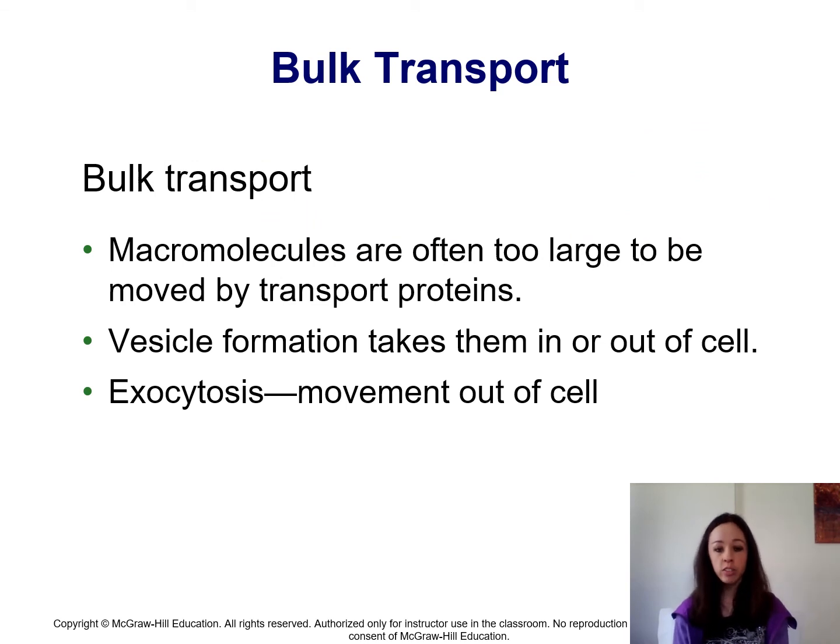And then our final type of transport is bulk transport, and it's generally going to be used by macromolecules that are too big to use those transport proteins. These are instead going to be transported in vesicles, and this can be done either going into the cell or going outside of the cell. Exocytosis is when macromolecules are moved to the outside of the cell.